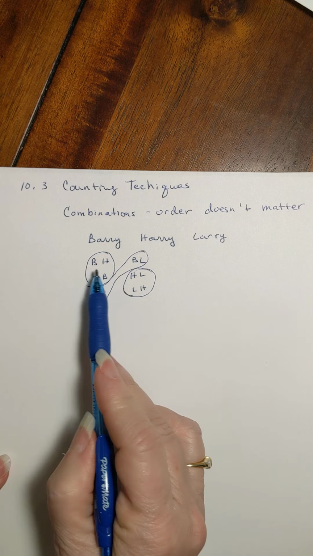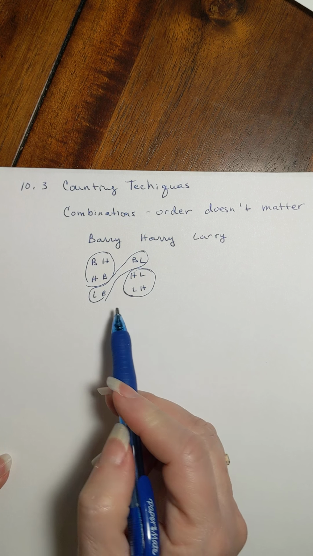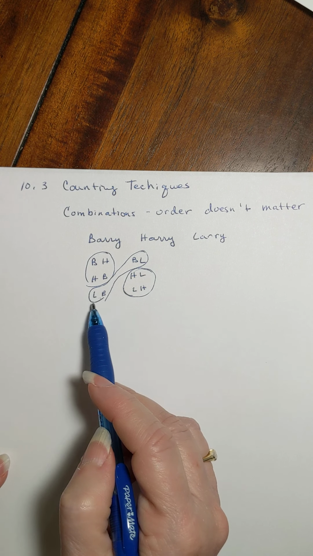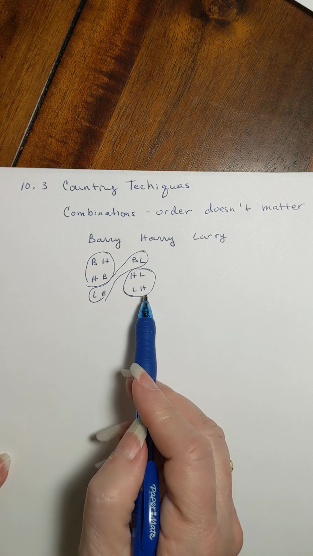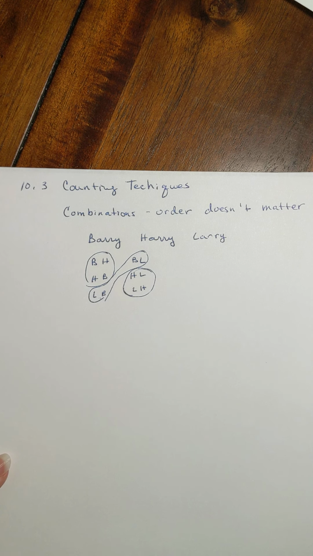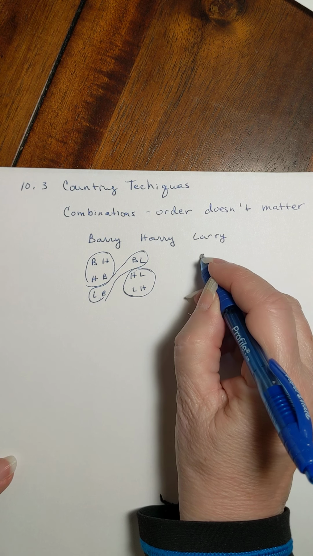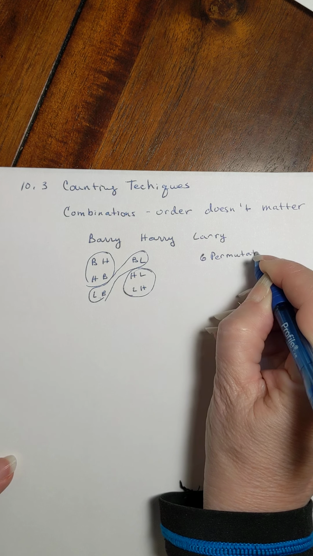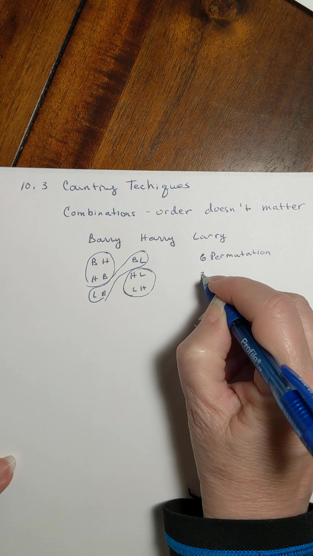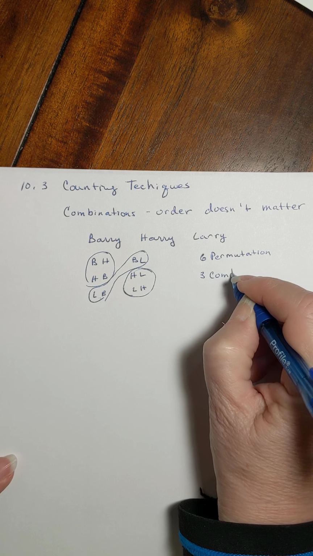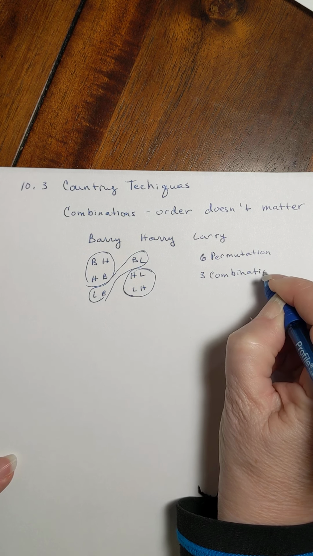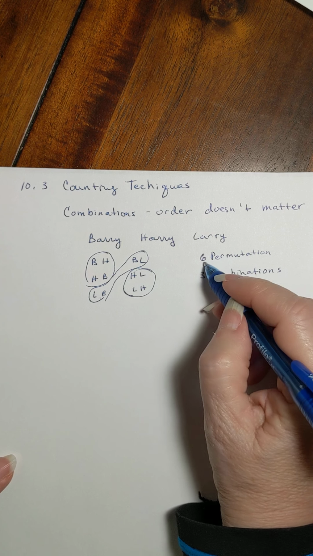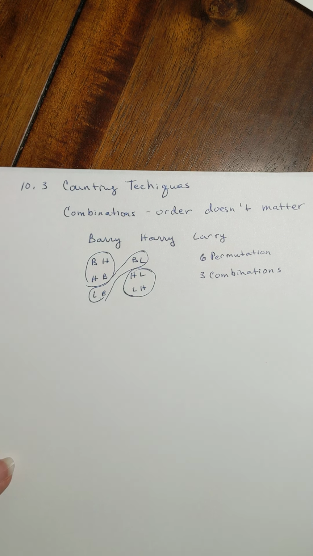Because on this one, I've got Barry and Harry. It doesn't matter what order they come in. These 2, I have Barry and Larry. It doesn't matter what order they come in. And these 2, I have Harry and Larry. It doesn't matter what order they come in. So notice, I went from 6 permutations to only 3 combinations. So I divided the 6 by 2. And that's how you're going to do it.